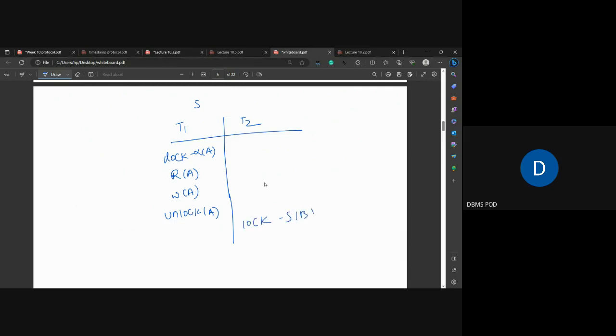Okay. Let's give one example. Suppose there is a schedule with T1 and T2. Suppose T1 does lock X on A, read A, then write A, then unlock. Then lock B, read B, unlock B. So does that follow the locking protocol?